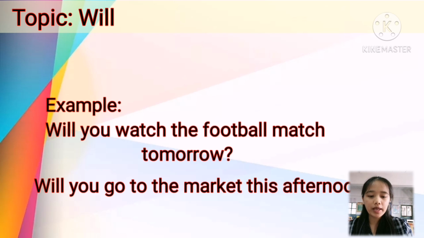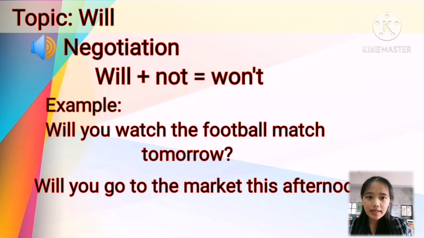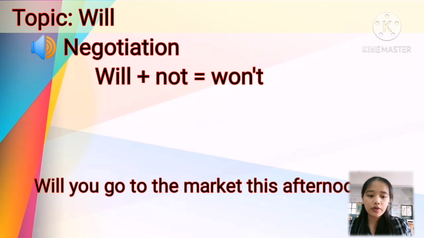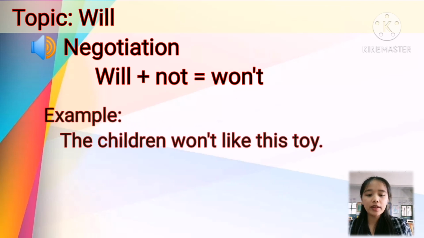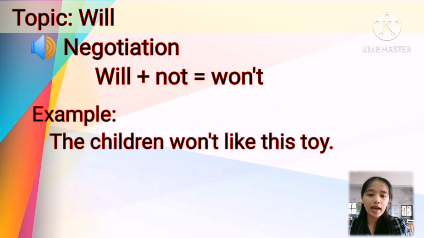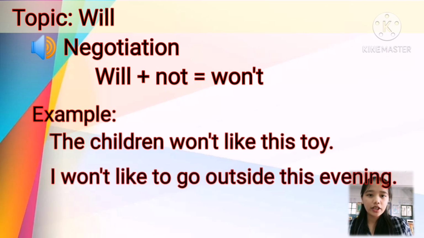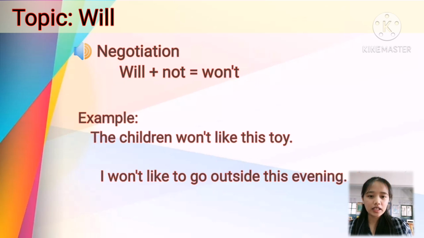Now, when we are forming a negative, we put "not" after "will". The short form of "will not" is "won't". For example, the children won't like this toy, or the children will not like this toy. I won't go outside this evening, or I will not go outside this evening. Okay, now that is its form.